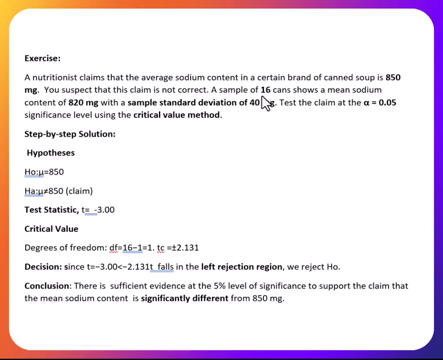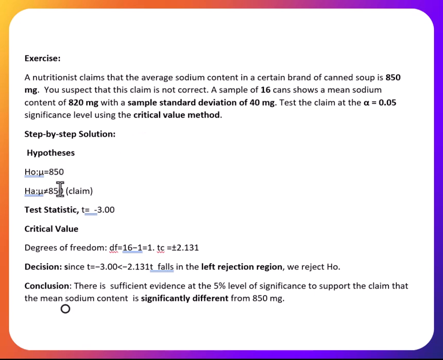A sample of 16 cans, that's n, shows a mean sodium content of 820, that's x bar, with a sample standard deviation of 40, that's s. Since he gives you a sample standard deviation, then you have to use t-stats, the t-test. Test the claim at alpha equal 5% significance level using the critical value method.